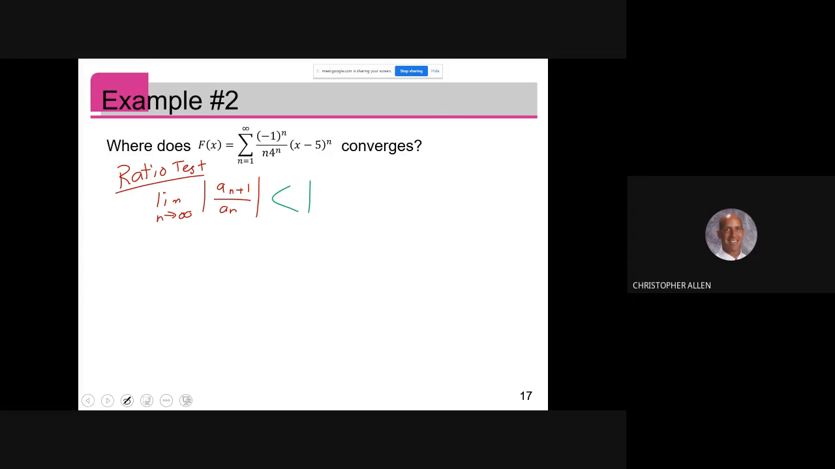So let's go ahead and look at that here. And by the way, can we just kind of skip the point of this alternator? Since we're doing absolute value, all the alternators are going to become positive, right? So we're basically, if we're going to look at this, I'm just going to be doing n 4 to the n, and then I guess I could write this on the top, x minus 5 to the n on the top.